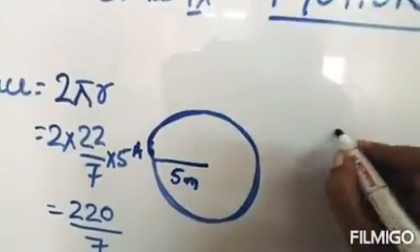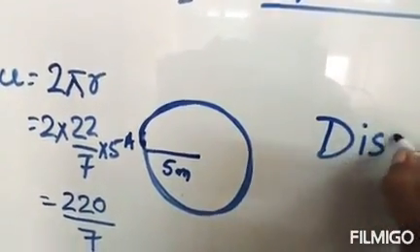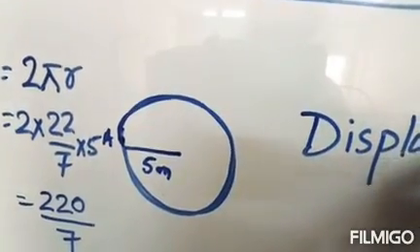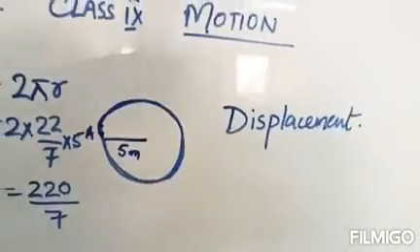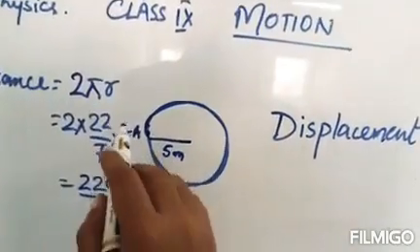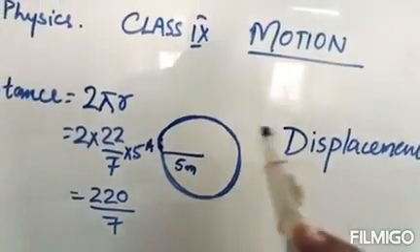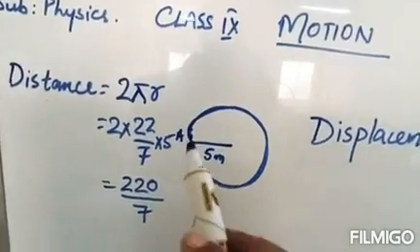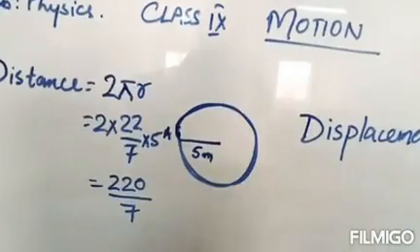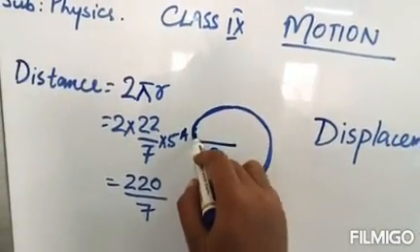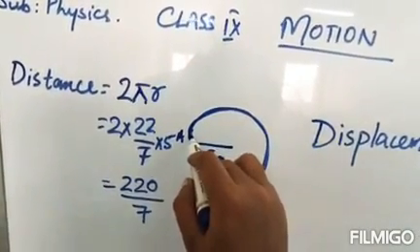Whereas if we are talking about displacement, what can be the displacement? What I told you, it's the change in position from its initial position to the final position. Now the initial position is this, and the final position is also this.